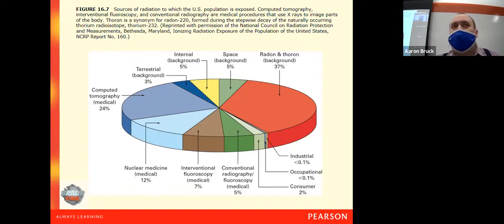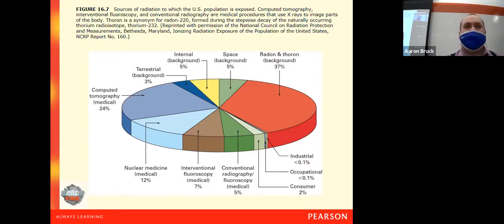Space, as I mentioned, a good chunk of radiation comes from the sun and from other solar bodies. Our ozone layer blocks a good chunk of it, but not all of it. So about 5% of the radiation that most people encounter is just stuff that you can't do much about. Radon and thoron makes up a good third plus of the background radiation that you can encounter. So you put all those together, and this is exactly half of your normal exposures to radiation. Background radiation accounts for half of the radiation that you encounter.